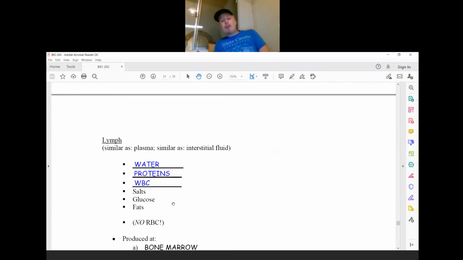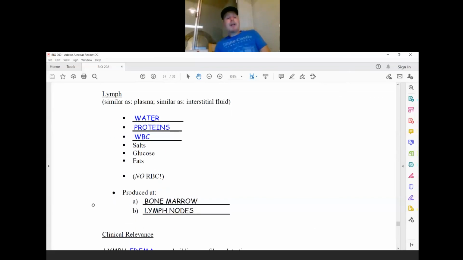I mentioned a few times that the composition of the plasma and interstitial fluid, and lymph was the same. So if you remember from our discussion of the plasma, it's the exact same. We have within the lymph water, proteins, white blood cells, and then a few other things such as salts, glucose, and fats. But those three are the most important. We should never find red blood cells in the lymph. If we do, something's wrong. Lymph is produced initially at the bone marrow and lymph nodes.